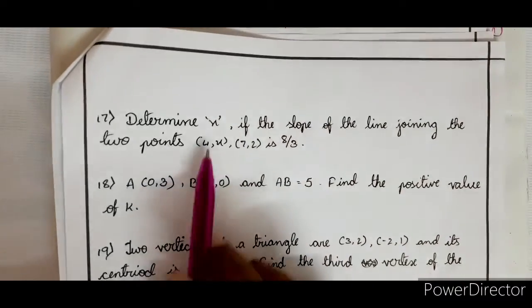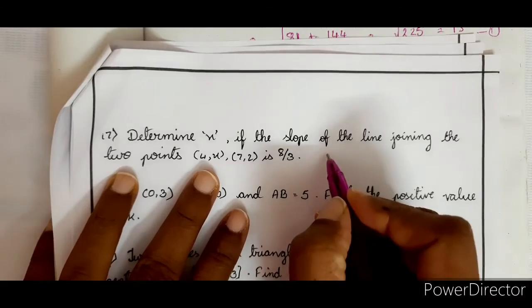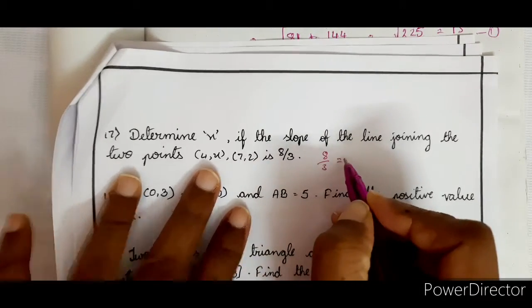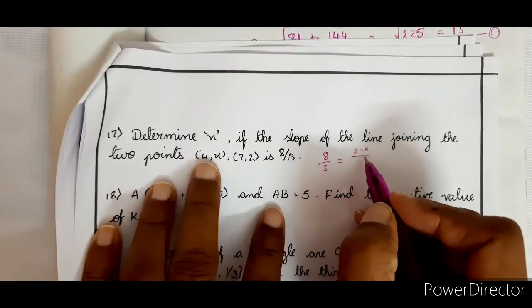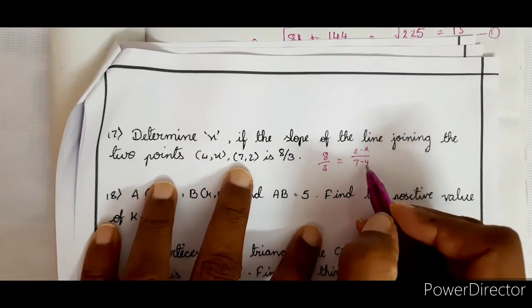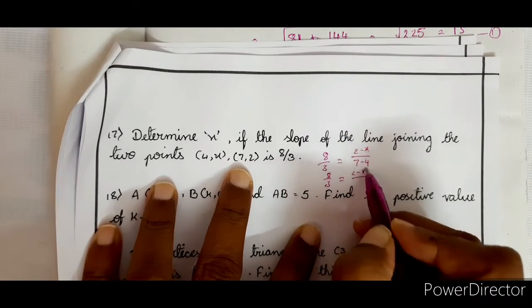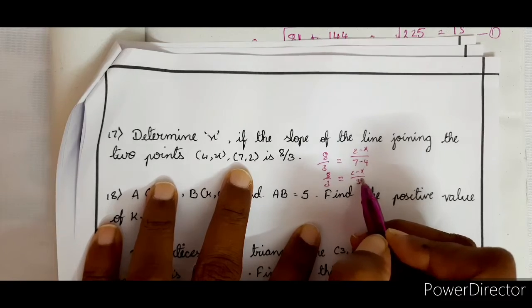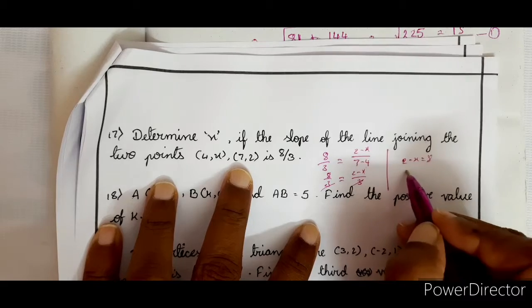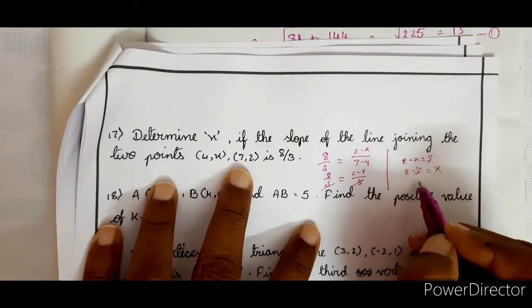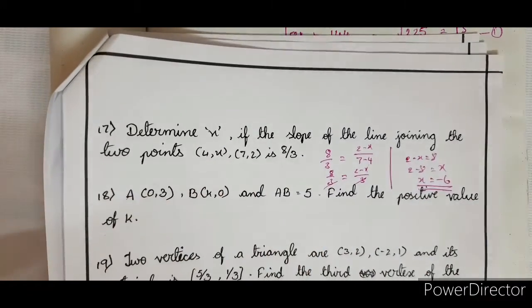Now the next one. Determine x if the slope of the line joining the points is 8 by 3. Now the same thing again. Slope is 8 by 3, which is equal to y2 minus y1, that is 2 minus x, by x2 minus x1, which is 7 minus 4. That means 8 by 3 is equal to 2 minus x by 7 minus 4, which is 3. Right? So 3 will get cancelled now. So 2 minus x is equal to 8, or 2 minus 8 is equal to x, or x is equal to minus 6. So this is how you can solve it.